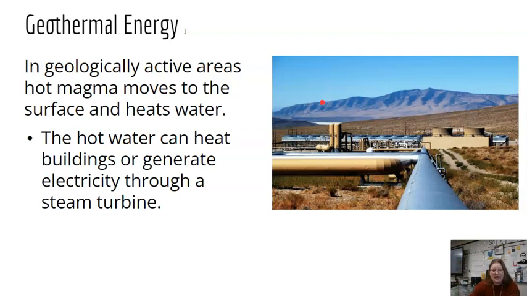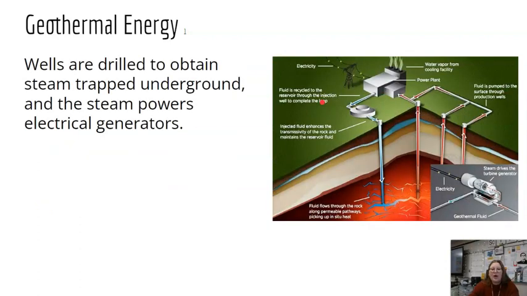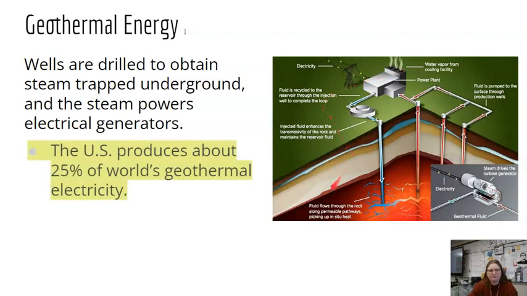If the water is heated enough, that is, it's boiling, it's producing steam, and it's turning to a gas, then that gas is going to turn the turbine, and that can generate electricity. Wells can be drilled to obtain steam that's trapped underground, and the steam powers electrical generators, and that's kind of what this looks like. We can send the fluid, the water, back down to be recycled, and then it gets heated, that steam is pumped back through, turns a turbine, we get electricity, and it's sent back in.